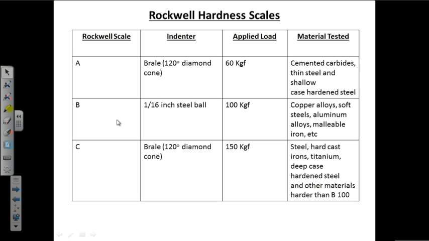whereas Rockwell scale B could be used to test the softest of the materials, for example, copper alloys, soft steels, aluminum alloys, and malleable iron, etc. Rockwell scale C is used to test materials which are harder than Rockwell B100, but softer than Rockwell scale A. So, depending upon the materials which are going to be tested, we select our Rockwell hardness scales.